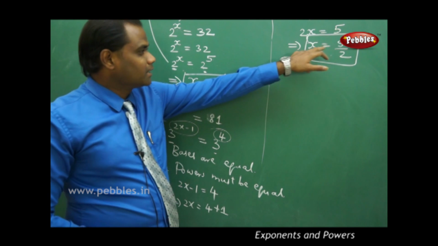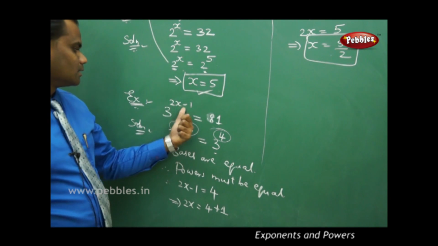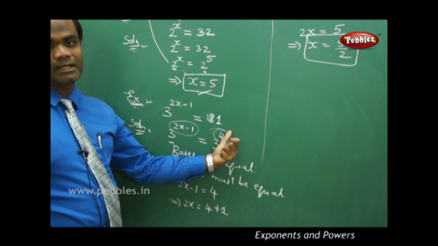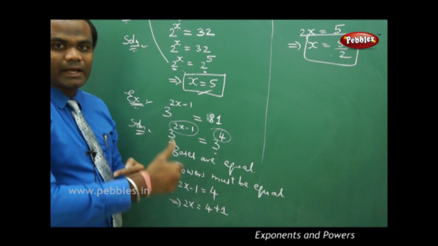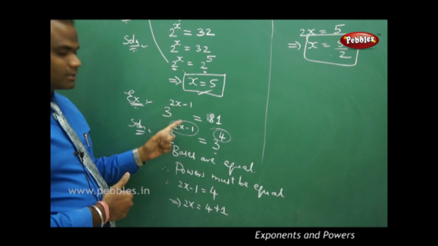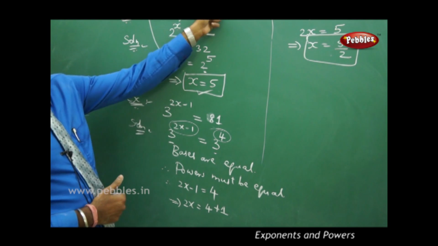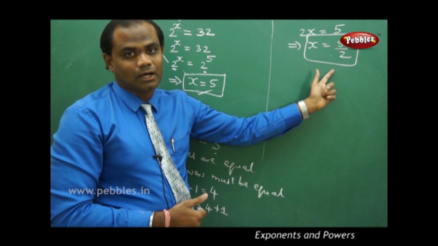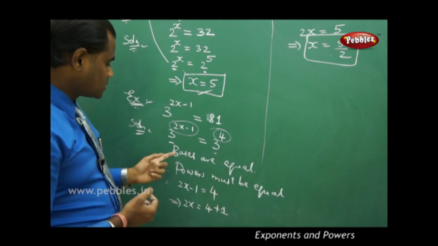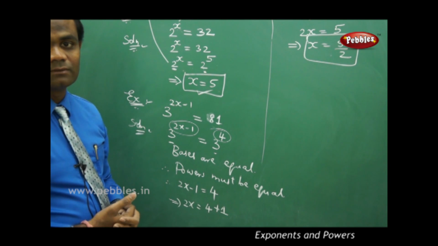That is, when I substitute x equal to 5 over 2 on the left side and simplify, I get the value exactly as 81. So instead of going by trial and error method of finding the value of x, we have a method where we use the formula and then find the value of x. So this is how the exponential equations can be solved.